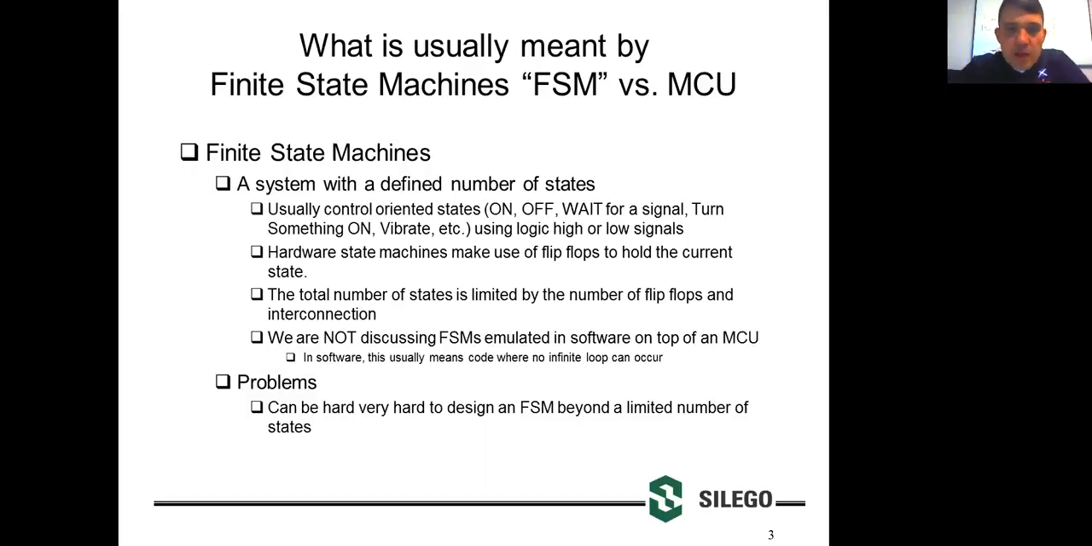Now, in hardware state machines, we use flip-flops to hold the current state. So you actually physically have a couple of gates that are cross-coupled that form a flip-flop, and that flip-flop is a latch that ends up holding the current state you're in. Now, you can have multiple outputs from that current state that can go and control LEDs or whatever you want, but the fundamental device that we hold that state with is a flip-flop. The total number of states is limited by the number of flip-flops and the interconnection, in the hardware sense.